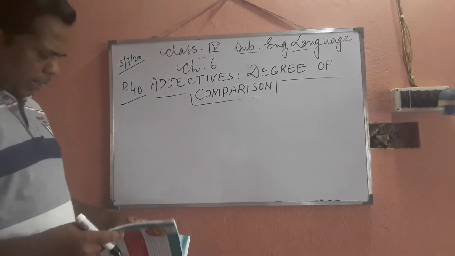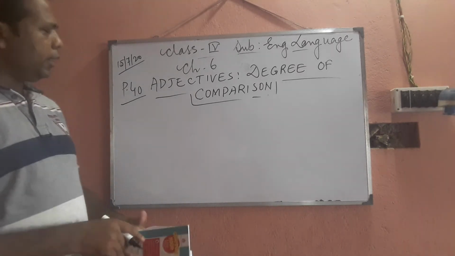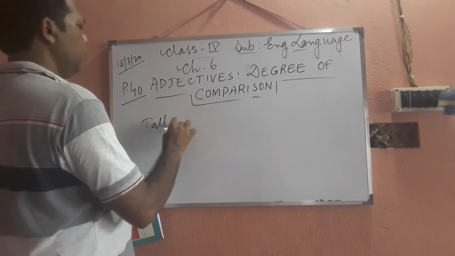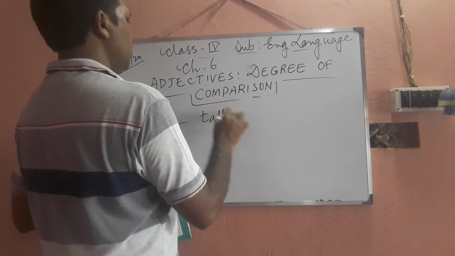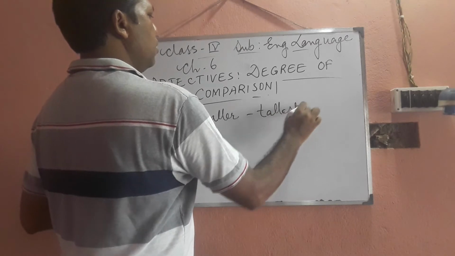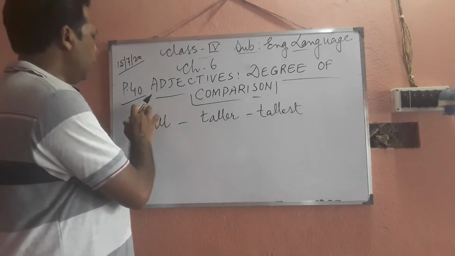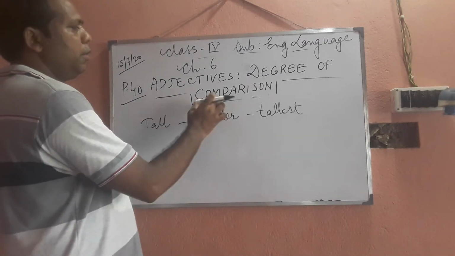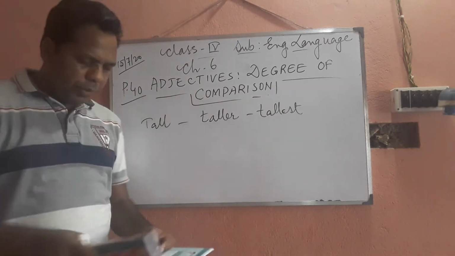Now here is the example given. You see, it is given about tall: tall, taller, and tallest. It is a comparison. Here is the positive degree, comparative, and this one is superlative degree. So we will learn about that now.